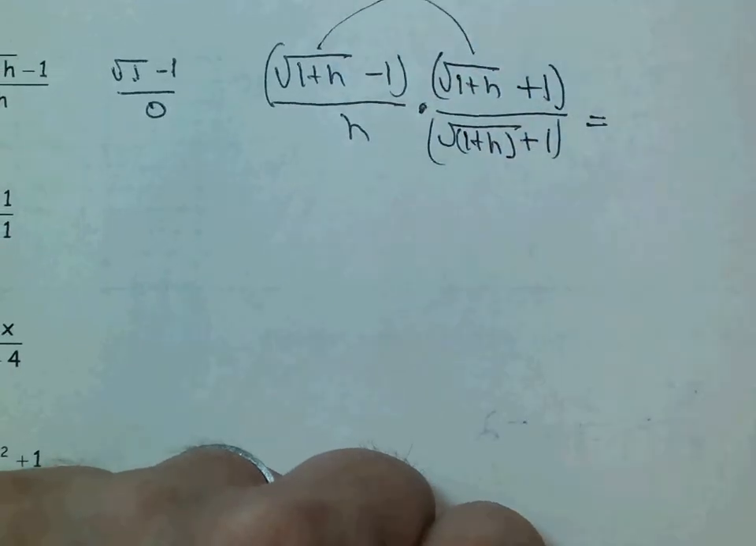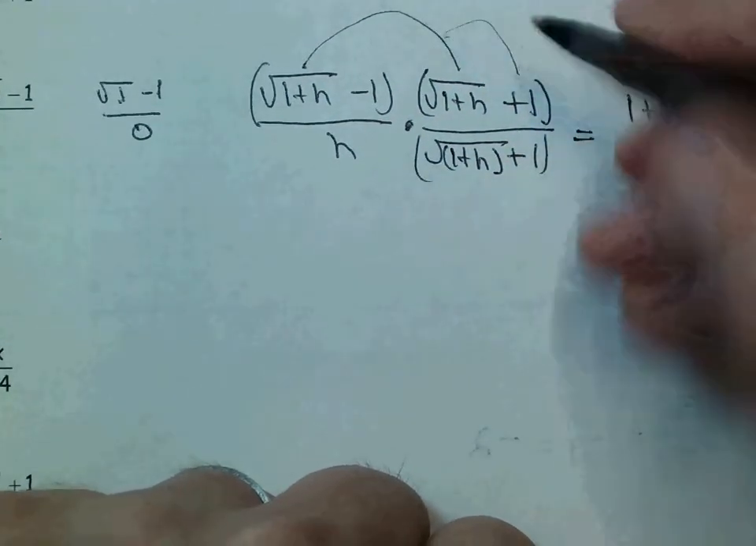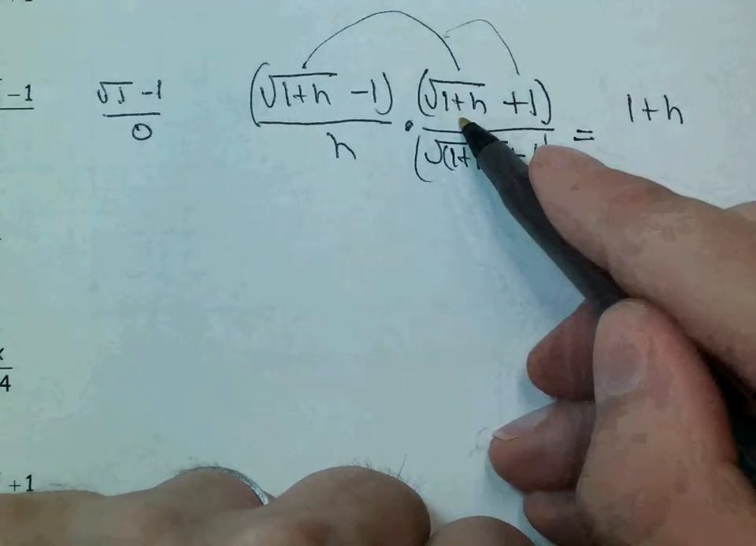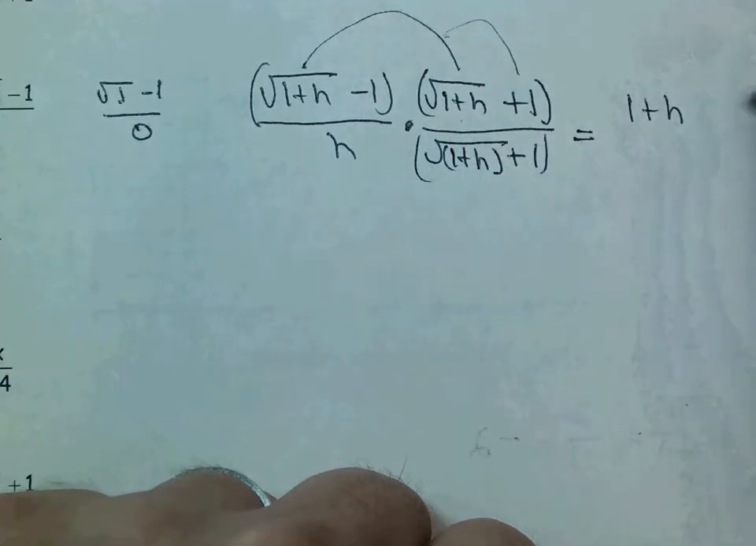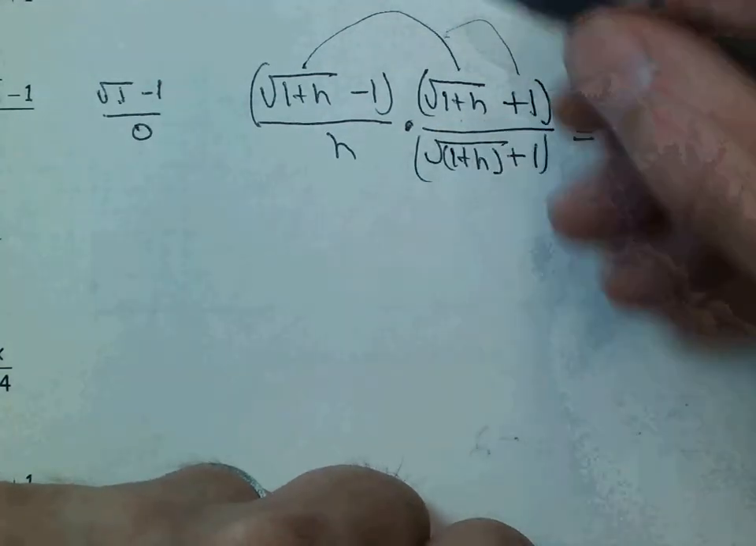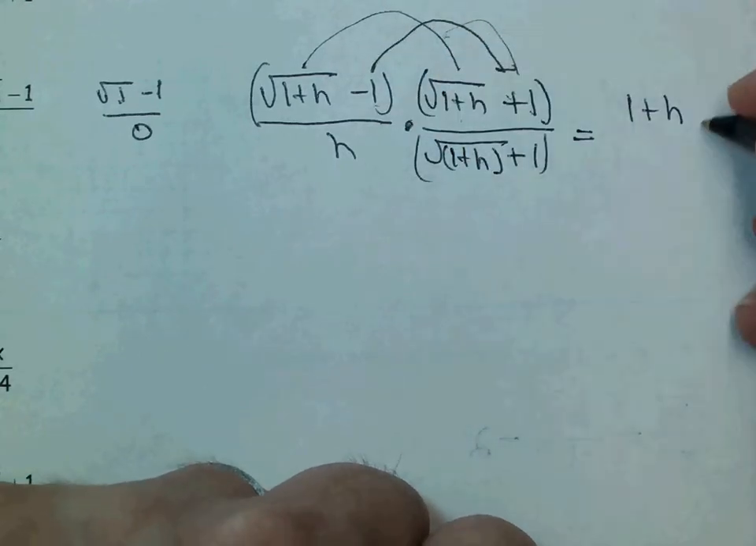And in the numerator, what we're going to get is, we multiply this, that'll cancel out the square root, and we get 1 plus h. We're going to get plus 1 times the square root of 1 plus h minus 1 times the square root of 1 plus h, and those will cancel out. The middle terms cancel out, which is what always happens when we multiply by the conjugate. So the last thing that will happen will be negative 1 times 1, which is minus 1.